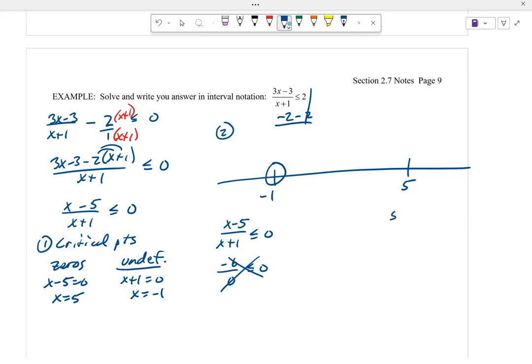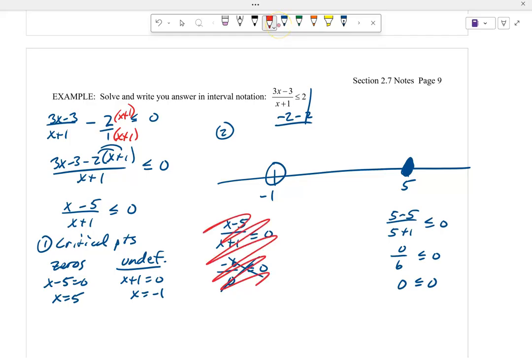What about the 5? Well, 0 over 6 is 0. Is 0 less than or equal to 0? Yes, it is. So we're going to fill that in. So we're going to include the 5. Now let's go ahead and test some points.